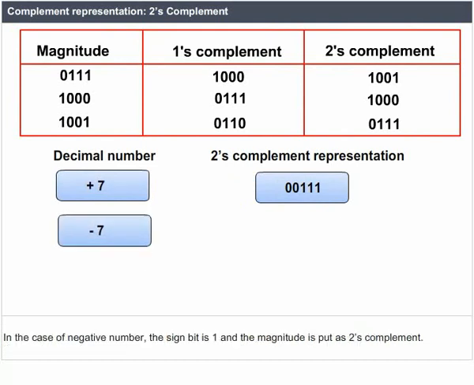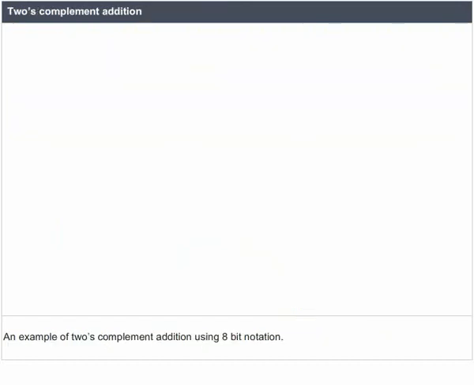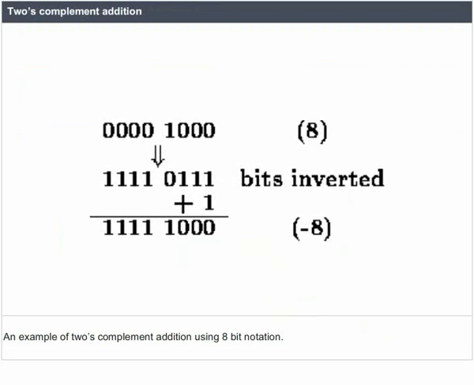In the case of a negative number, the sign bit is 1 and the magnitude is put as 2's complement. The 2's complement representations are very useful for arithmetic operations. 2's complement addition: an example of 2's complement addition using 8-bit notation.